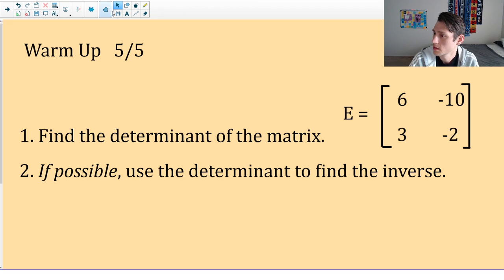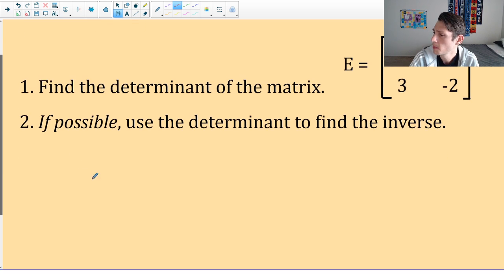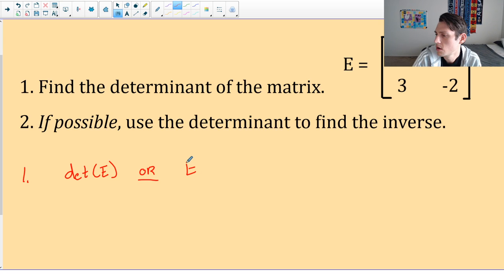All right. Let's go ahead and get through the warm-up. So, number one, find the determinant of the matrix. Here's this matrix E. I want to find the determinant of E. Remember, we can write that in one of two ways. We can write determinant of E, or we can write E with what almost looks like absolute value bars. Either way.